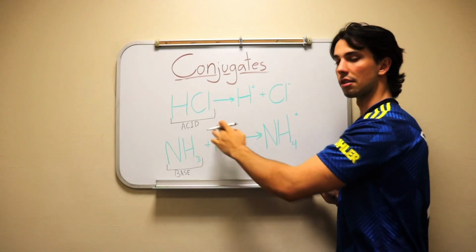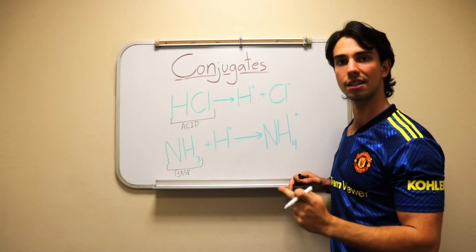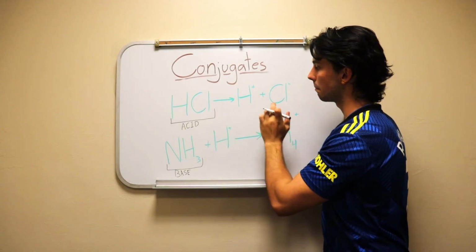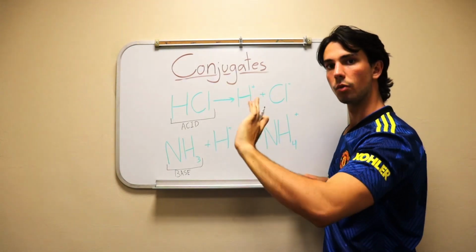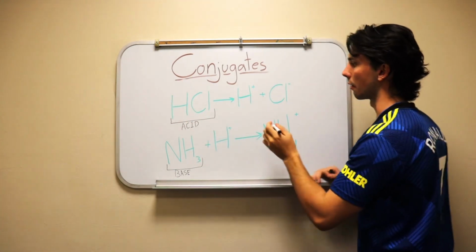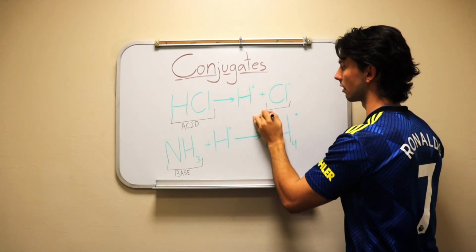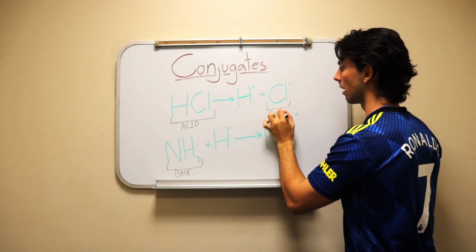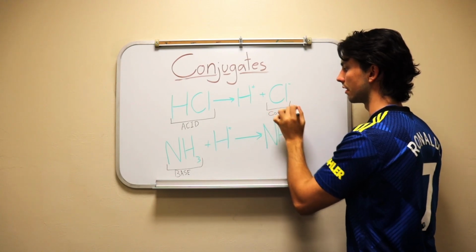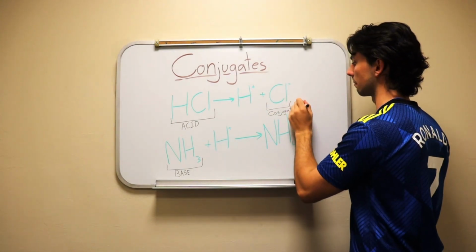So each acid is going to have a conjugate base, and each base will have a conjugate acid. The conjugate base for hydrochloric acid is going to be that substance when we take away a hydrogen ion. So in this case, the conjugate base will simply be that chloride, because when we start with that acid and we take away the hydrogen, that's what gives us our conjugate base.